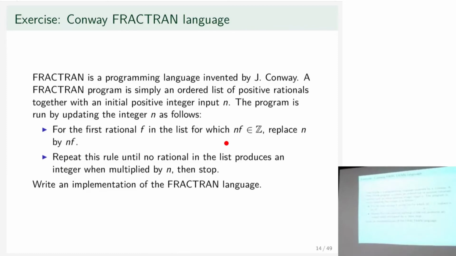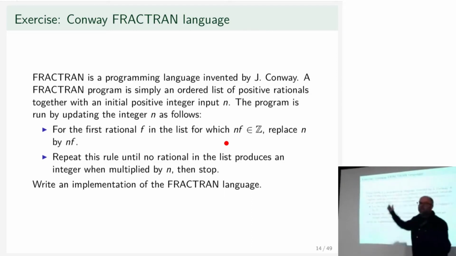This is an exercise that I would like to solve during the week. It's not very hard, but I find it extremely interesting. Do you know this programming language invented by Conway? It's super funny. This is the name because it looks like Fortran. It was some kind of joke. And this is how it works. A program is just an ordered list of positive rationals together with an initial positive integer, let's say n.